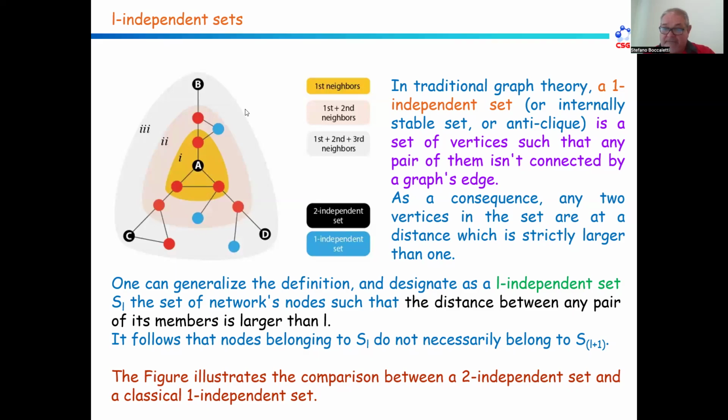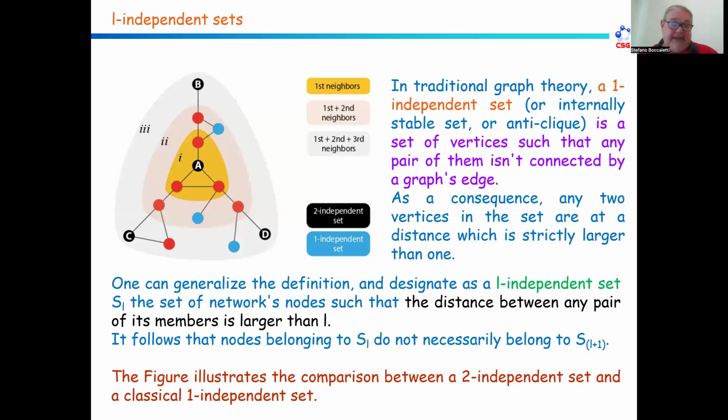If you look at the figure in this slide, you will see that nodes A, B, C, D plus the blue node form a 1 independent set, because if you take any pair, for example B and this blue node, there is no link. A and B, there is no direct link. A and C, the same, C and this blue. So if you take any pair of members of the 1 independent set, there shouldn't be a direct connection. As a consequence, any pair of vertices in this 1 independent set, by definition, has a distance which is strictly larger than 1.